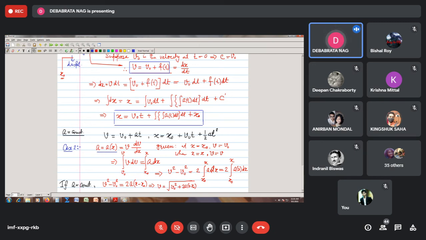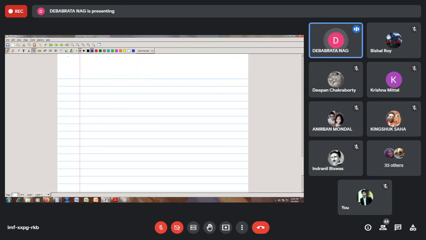Now, if this is being done in this manner, let us quickly go into the next type of variation, that is case 3, in which we have acceleration known as a function of velocity, which I mistakenly wrote earlier. That acceleration is known as a function of velocity.